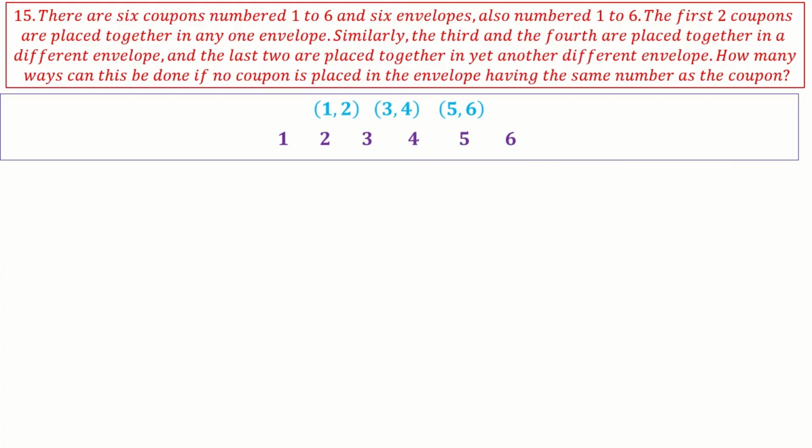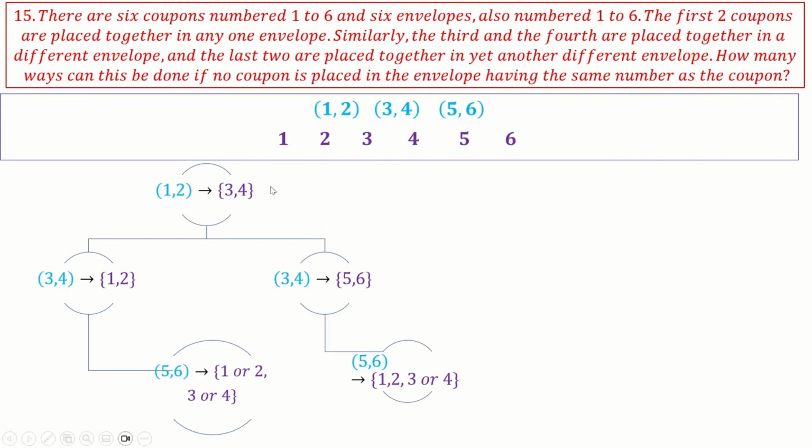So let's draw one simple tree to understand this. Let's say 1 comma 2 goes into 3 comma 4, because 1 comma 2 cannot go into 1 and 2, correct? It can go either to 3 comma 4 or 5 comma 6. Let's assume it is going to 3 comma 4. It is going to either 3 or 4, two options, right? Then I have two options left. Now the 3 comma 4 coupons can go to either 1 comma 2 or 5 comma 6. Correct? Two options here also. Now I am left with 5 comma 6. 5 comma 6 can go to 1 or 2, because one of them is taken by the 3 comma 4 coupons, or 3 or 4, one of them is taken by 1 comma 2. So there are two options here, right?